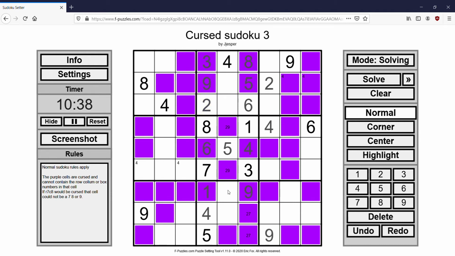Now let's look at what's missing in this box. 3, 6, and 8 still need to be placed in the box, so I'll center mark those as the only options. This can't be an 8 because it's in box 8 and it's purple. The other options are still valid because they're in white squares.